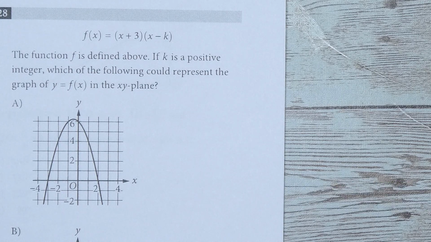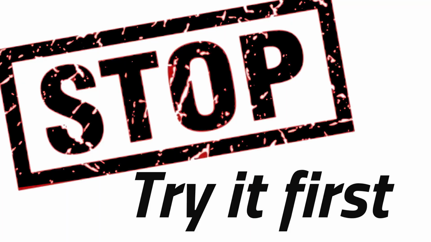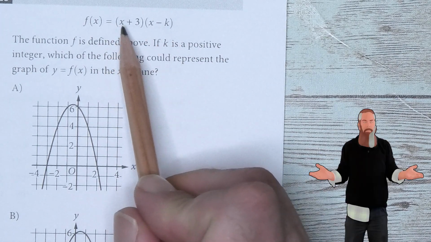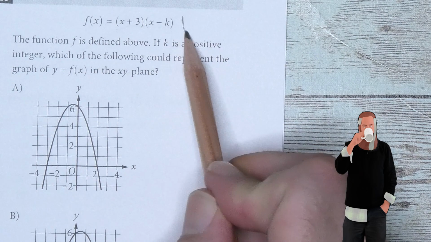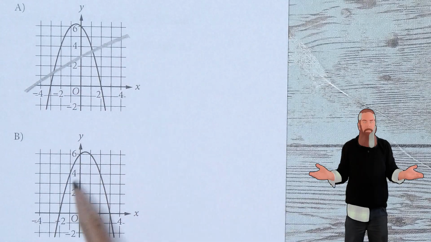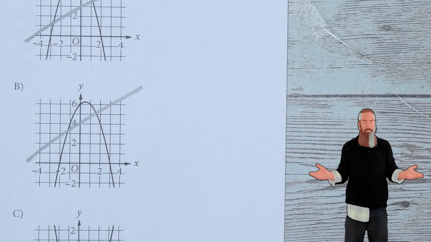The function f is defined above. If k is a positive integer, which of the following could be represented by the graph y is equal to f of x in the xy plane? Let's start with, in this, I see that it is a positive integer, or a positive polynomial, which means I'm going to wind up with a smiley face. This means that I can eliminate both A and B as answers.